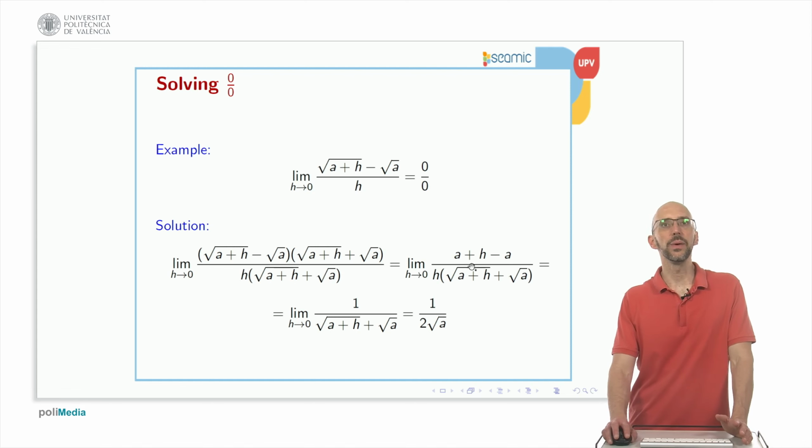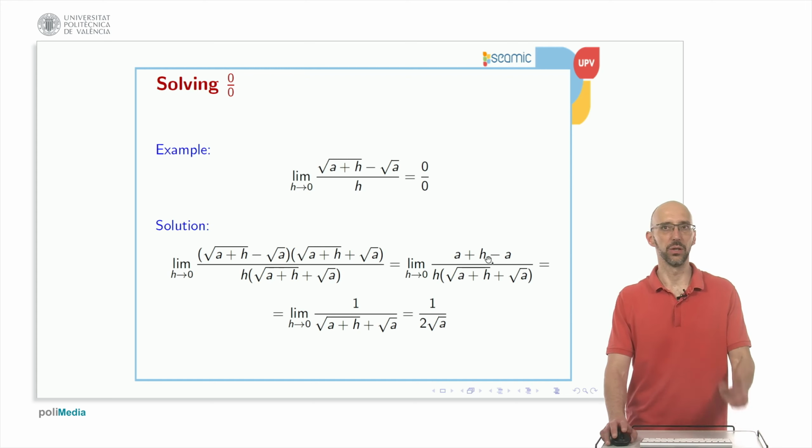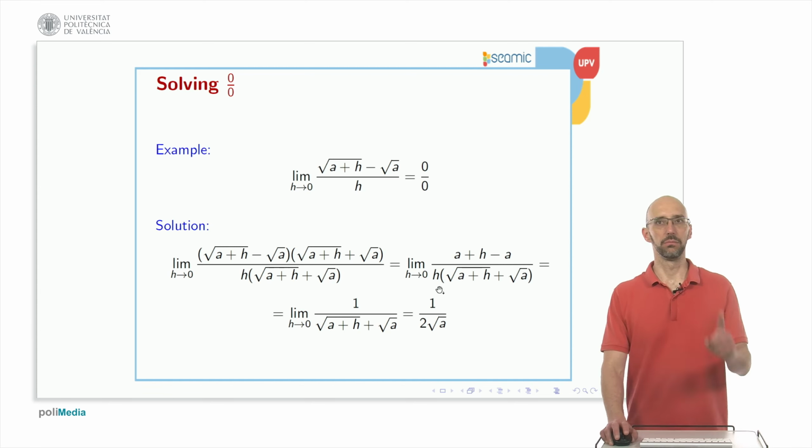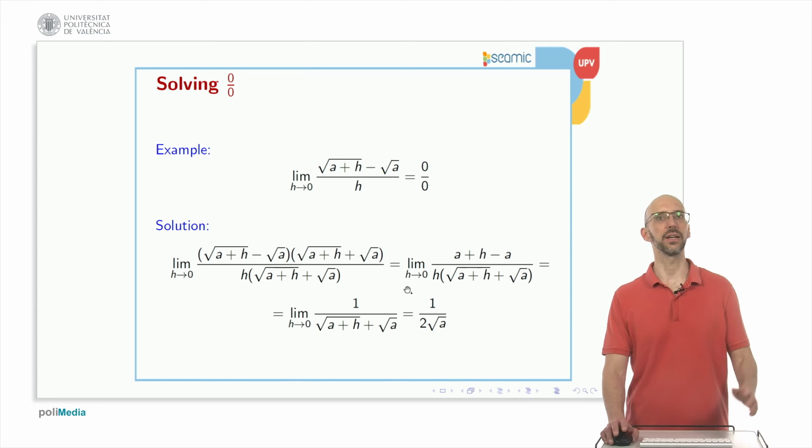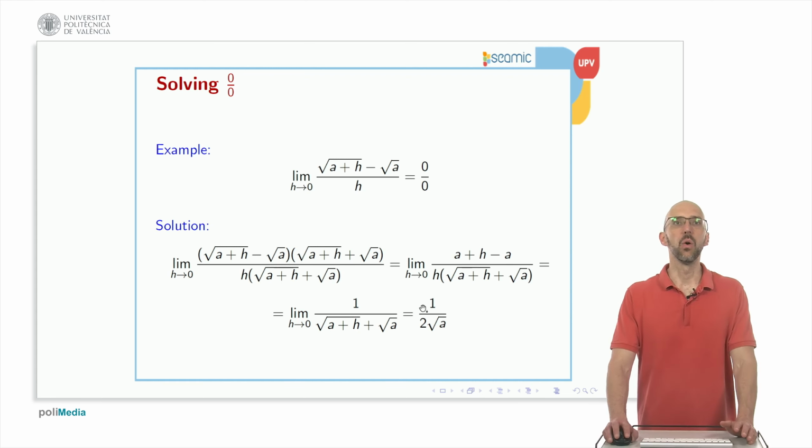As you can see on the numerator here, a and minus a can cancel. So the only thing left is h on the numerator. But remember, we got an h on the denominator also. So this h and this h disappear. They can simplify. So 1 on the numerator, and on the denominator I got the square root of a plus h plus the square root of a.